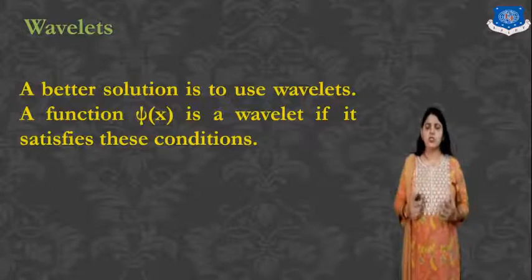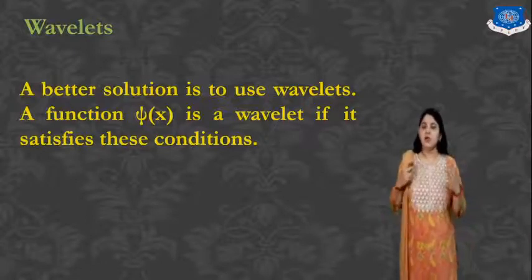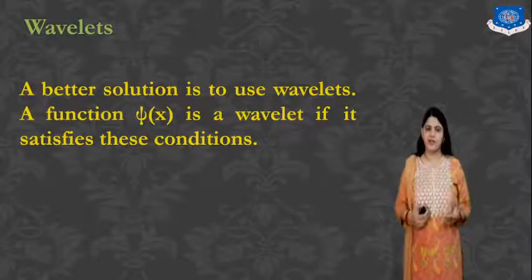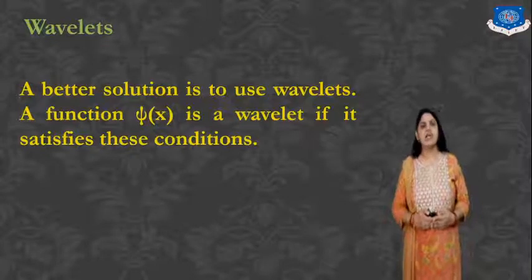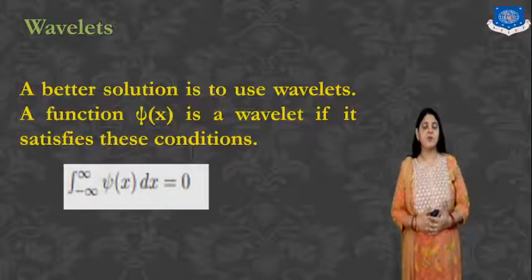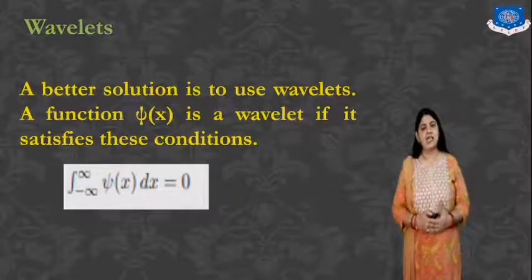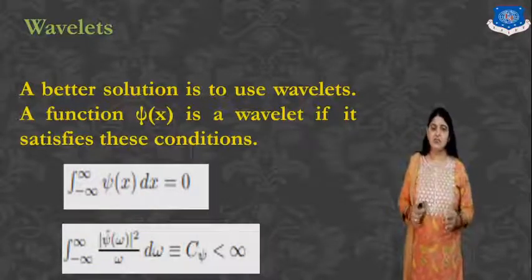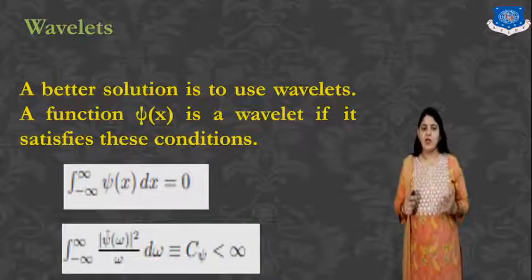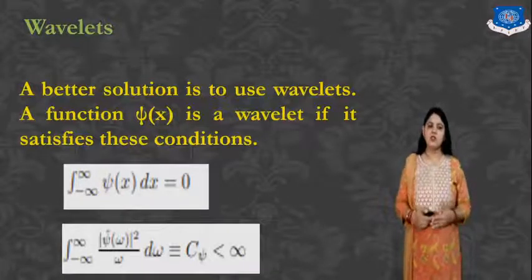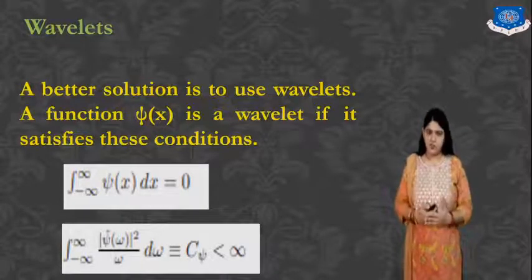The solution to get better information in both the time and the frequency domain is the use of the wavelet. A function psi(x) is a wavelet if it satisfies the following condition: the integral from minus infinity to infinity of psi(x) dx equals 0, and the integral from minus infinity to infinity of |psi-hat(omega)| squared upon omega, d omega, equals C psi, which is less than infinity. C psi is the wavelet admissibility constant.